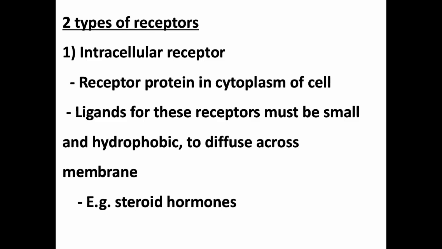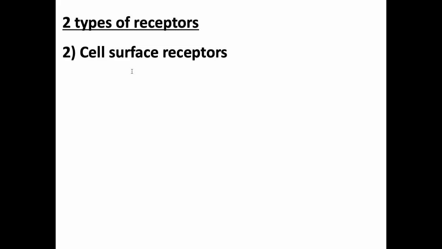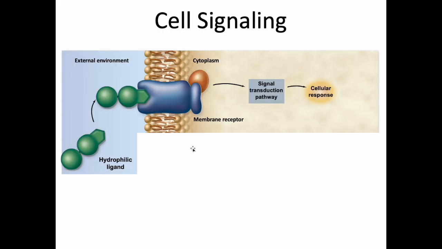In summary, intracellular receptors are where the receptor protein is in the cytoplasm of the cell, and ligands for these receptors need to be small and hydrophobic in order to diffuse across the membrane. An example of these ligands is steroid hormones. So in contrast, this was type number one, the intracellular receptor. The other type is what we call a cell surface receptor, which, as the name implies, the receptor is on the surface of the cell. So here we go, the other half of that figure.